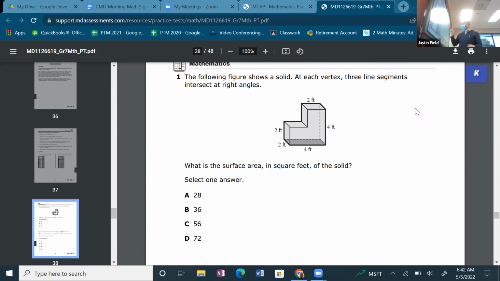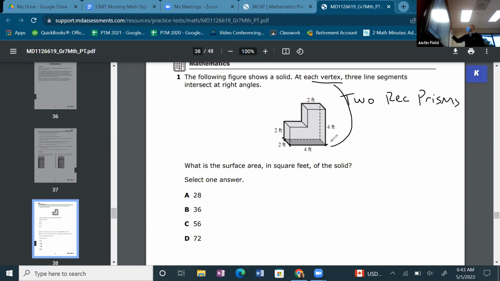Let's think about this shape here. What is this shape? This shape is two rectangular prisms put together. And we want to find, okay, so let's read. The following figure shows a solid. At each vertex, those are these corners, 3 line segments intersect at right angles, 90 degrees. What is the surface area in square feet?